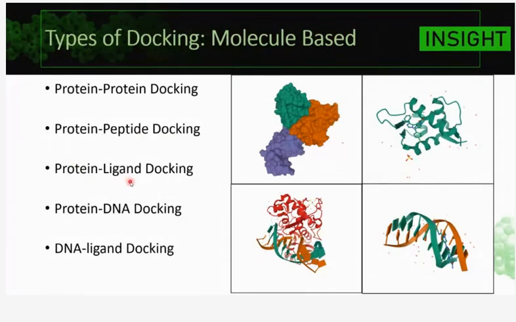Then if one molecule is a protein and another molecule is a small molecule, then this is called protein ligand docking. So here, as you can see, we have a protein and a small chemical compound bound to the protein's binding site. That is what we call protein ligand docking. If you are studying the interactions between protein and DNA, that is called protein DNA docking, and you can dock these two biomolecules and understand the association between them. Similarly, as with protein ligand docking, we also have DNA ligand docking, which can be very important if you are trying to create or study a molecule which binds to the DNA. So based on the types of molecules used, these are the types of docking.